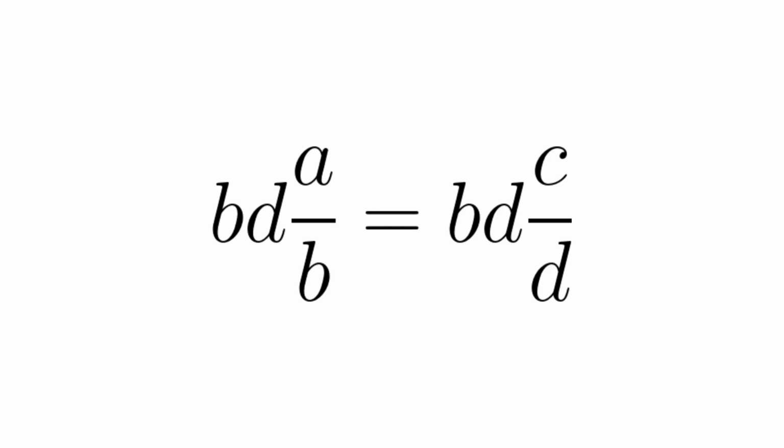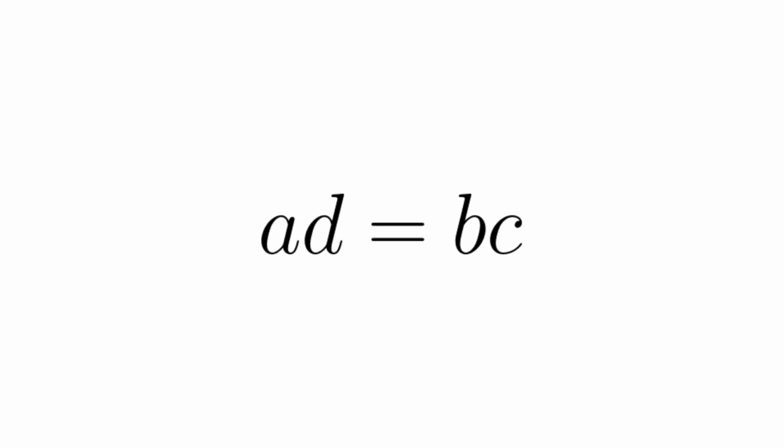Now you could do this the long way round, which is to multiply both sides by the product of the denominators, which is BD. Then the B's cancel on the left and the D's cancel on the right. And you're left with AD equals BC. But there's a much quicker way to do this.